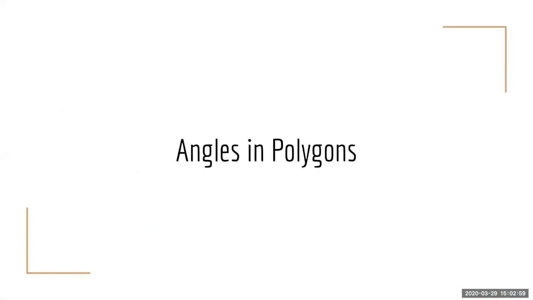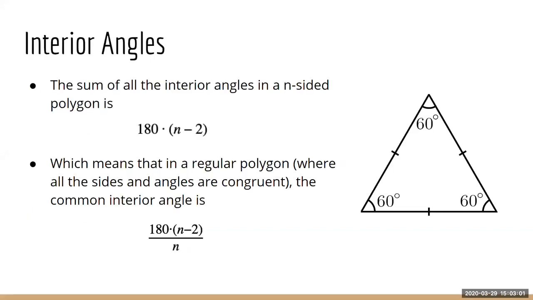All right, so angles and polygons. First off, the sum of all the interior angles for an n-sided polygon is 180 times (n minus 2). And this is regardless of what the size of n is, as long as n is greater than or equal to 3. So for example, a triangle has a sum of 180 for all its angles. A square has (4 minus 2) times 180, which is 360, and so on.